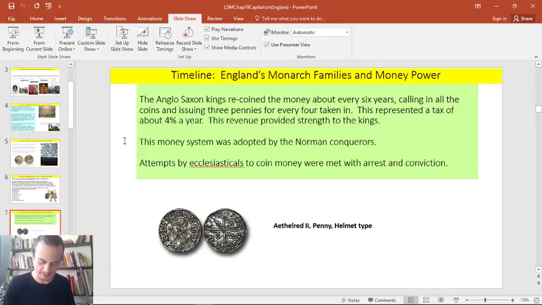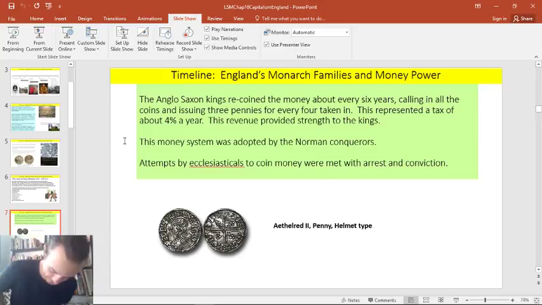There's a monetary form of taxation. During this time, the Anglo-Saxon kings recoined the money about every 6 years, calling in all the coins and issuing 3 pennies for every 4 taken in. This represented a 25% tax, or about 4% a year. So this prevents inflation and keeps things stable.